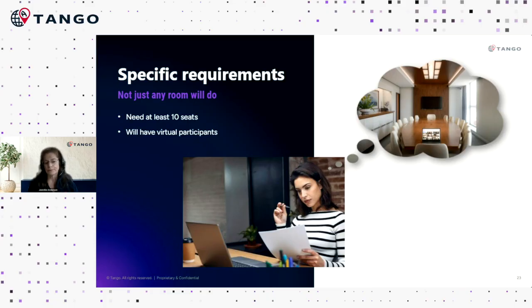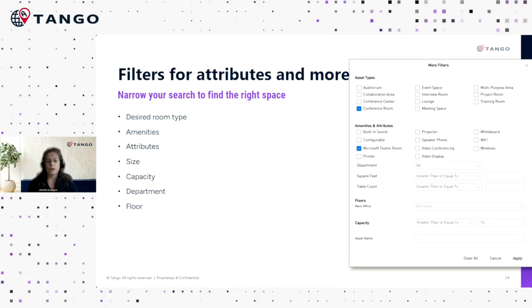Our solution: in Reserve, perform a search and use the filter to narrow down the results to the conference rooms with a capacity of 10 or more and the Microsoft Teams room amenity to accommodate the remote attendees. There are many other filters you can use to find exactly what you need. The wide range of search capabilities and customization across Tango Workplace applications gives your organization the control and options to work smarter. That covers the most important features in Reserve that aren't available in Outlook.